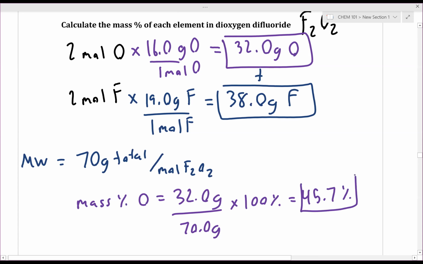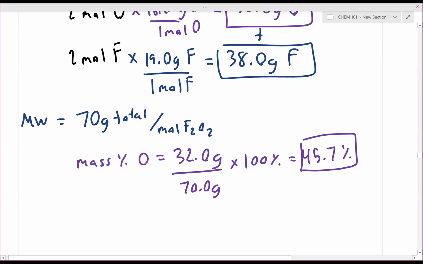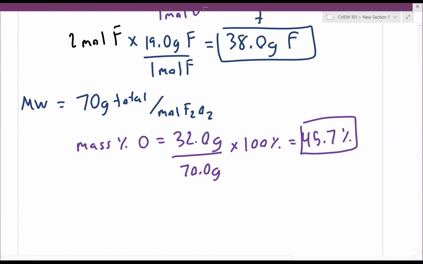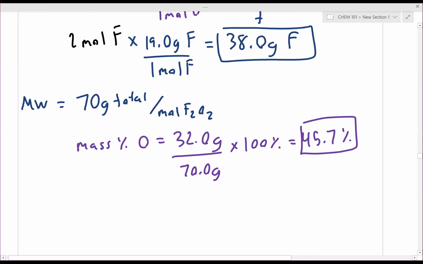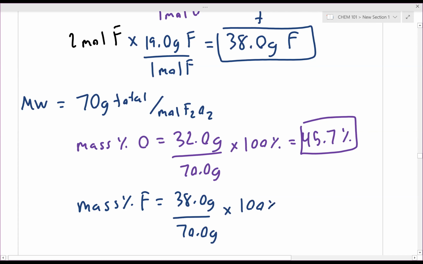45.7%. Again, without doing any additional calculations, we would expect our mass percentage of fluorine to be around what value? About 54, yeah. 54.3 if we're going to be exact. So let's check to see how that works out. So the mass percentage of fluorine, we plug in 38.0 grams over 70.0 grams total times 100%.